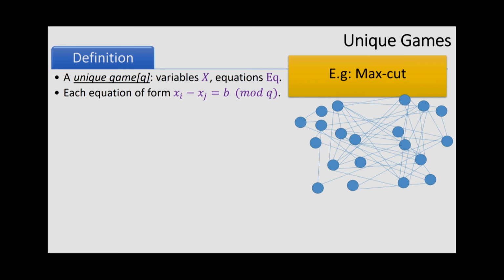So what is one particular special case of a unique game instance? This is exactly the max cut problem. So how do you formulate max cut as a unique game? Well, for each vertex, you simply introduce a variable whose value is 0 or 1 to determine if we want to put the vertex on the left side of the cut or the right side of the cut. And then the fact that we want edges to be crossed by the cut can be formulated as saying that x_u minus x_v is equal to 1 modulo 2 for every edge uv.